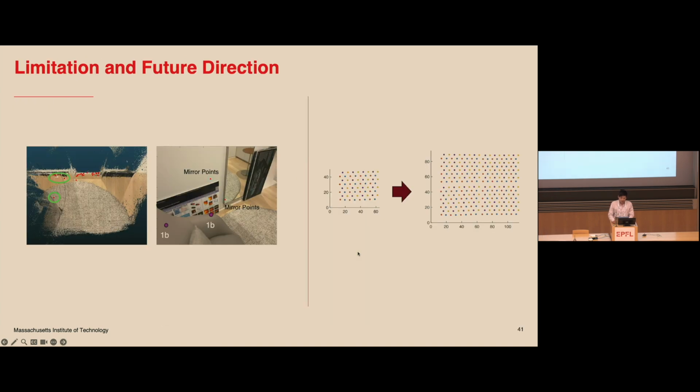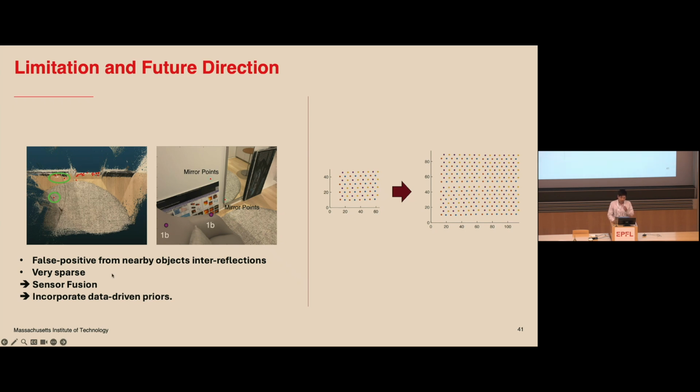For limitations, our method definitely has false positives, and usually it happens when there are more than three bounces from nearby objects. Like here, the sofa gives some fuzz with the mirror. And our detection is very sparse from the low resolution sensor. So in future directions, we would like to use sensor fusion from RGB to make the detection more dense, and data-driven priors to remove false positives. Another direction is on the hardware side: if higher resolution hardware is introduced on consumer devices, that definitely helps.